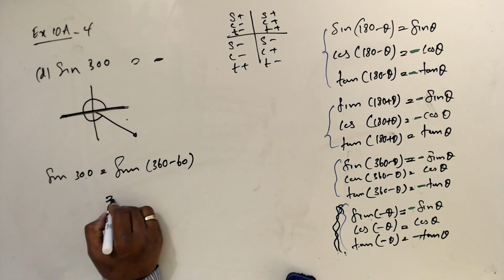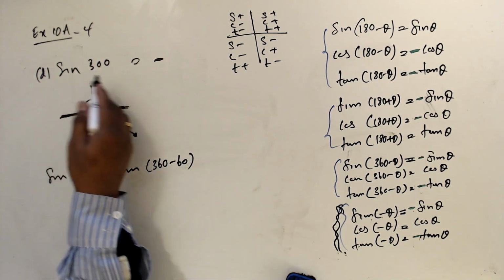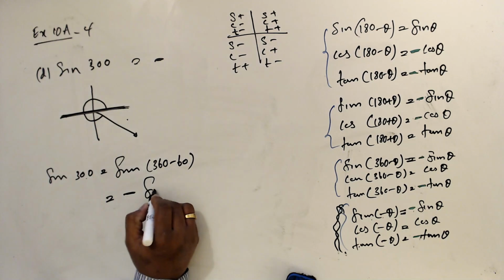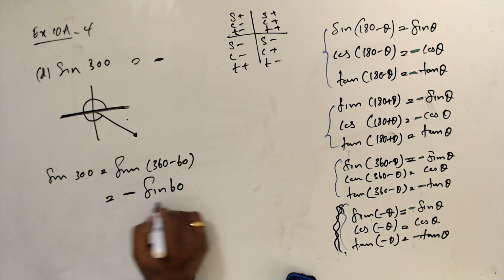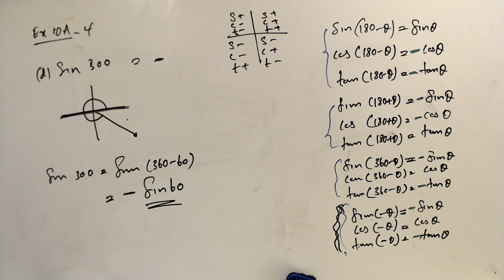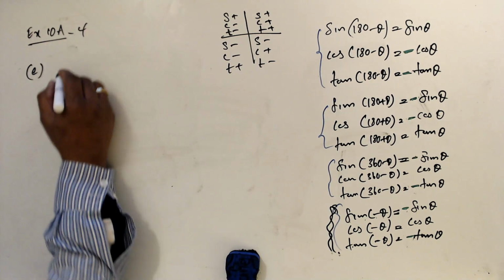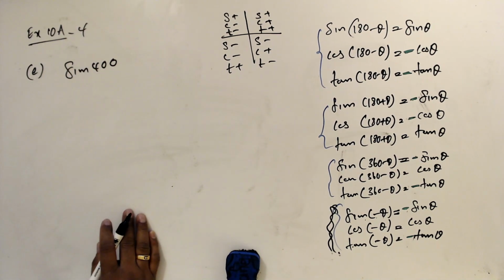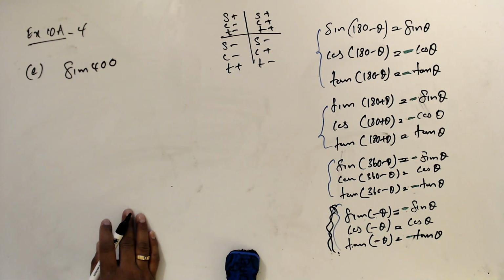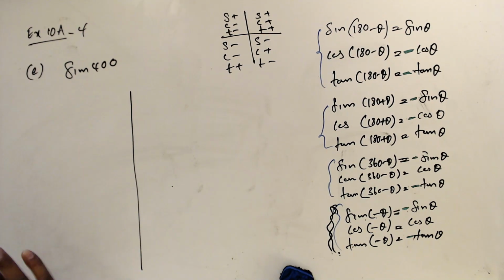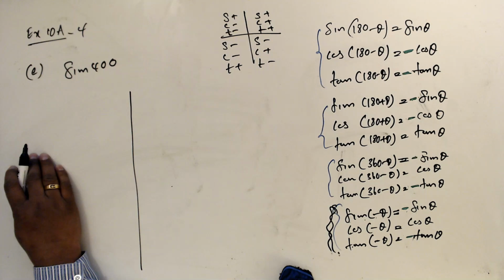Right, now I'll simplify. In the third quadrant, fourth quadrant, the angle is minus and sine, and I simply write 60. I drop 360 and write the acute angle. The other one is sine 400. So I'll work this one in two ways.